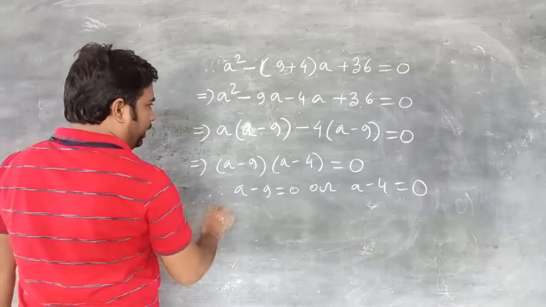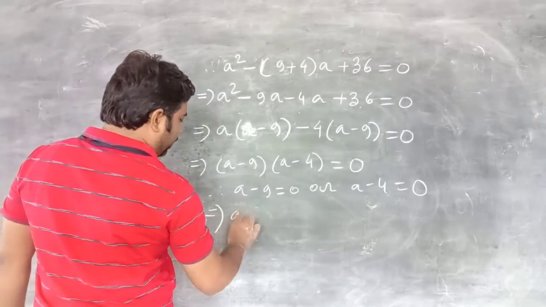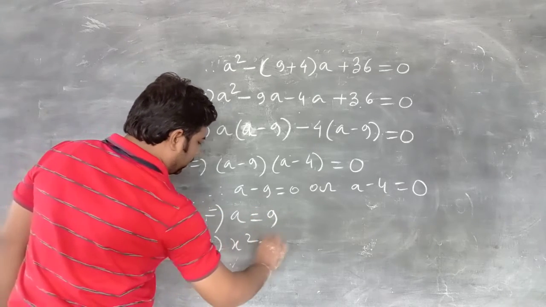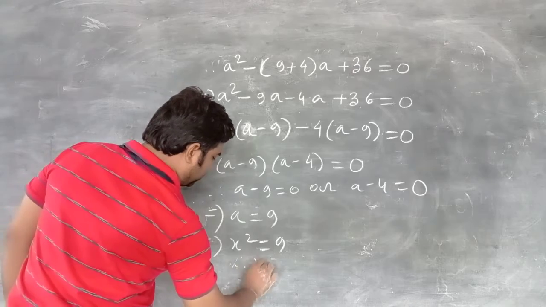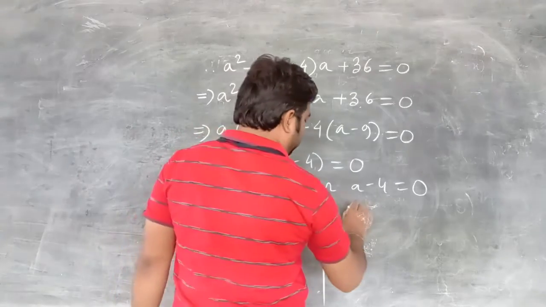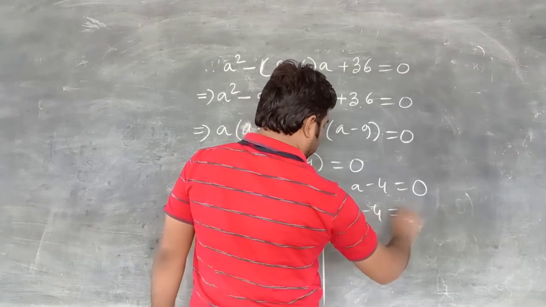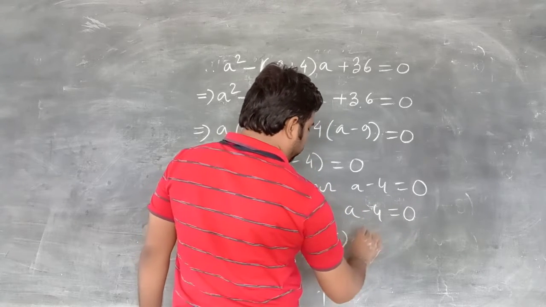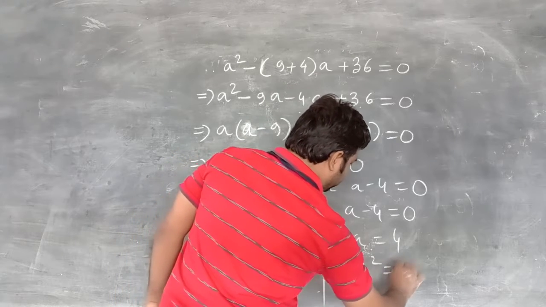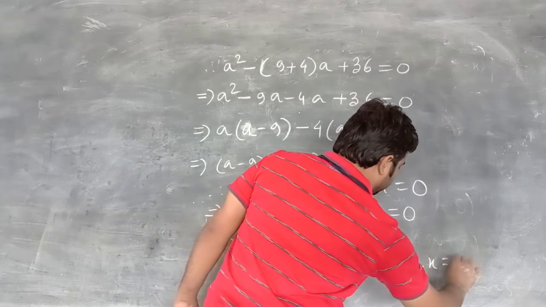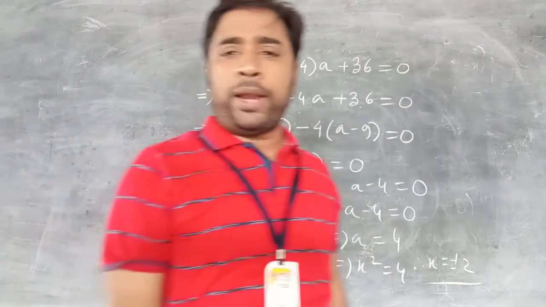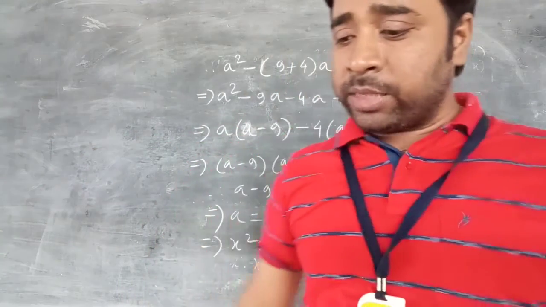So a minus 9, this is a equal to 9. Put the value of a: x square is 9. So x is plus minus 3. This is a minus 4 equal to 0, so a equal to 4. Put the value of a: x square is 4. So x is plus minus 2. So we have got 4 values of x. One is plus minus 3 and the other is plus minus 2.